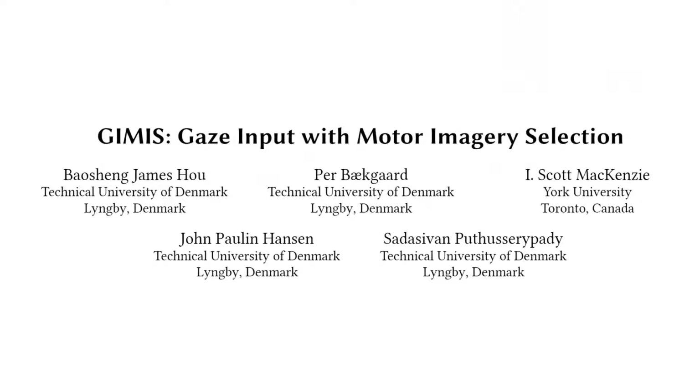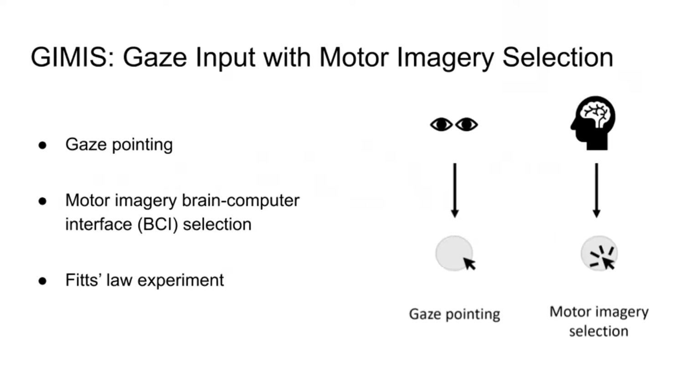On behalf of all co-authors, I'm presenting our paper in this video. GIMIS, Gaze Input with Motor Imagery Selection. We developed a hybrid gaze and brain-computer interface, or BCI, to accomplish target selection in a Fitts law experiment. Gaze is used to steer the computer cursor for target pointing. Motor Imagery BCI is used to execute a click for target selection.